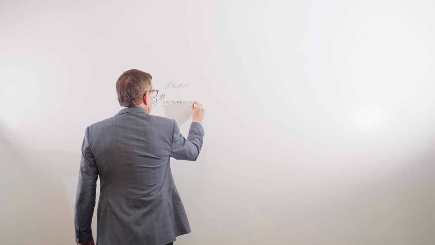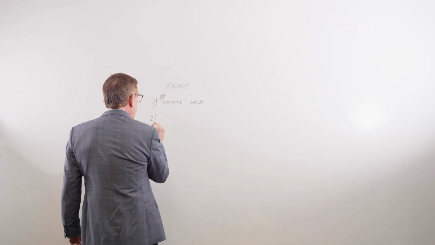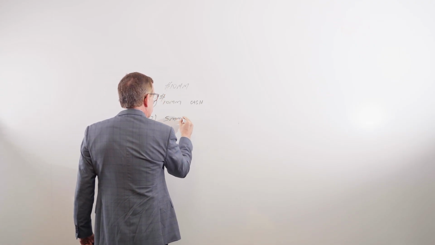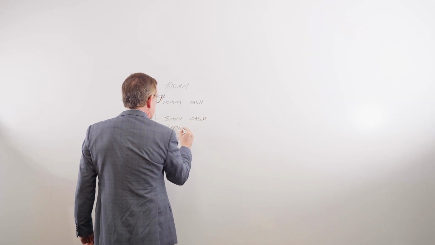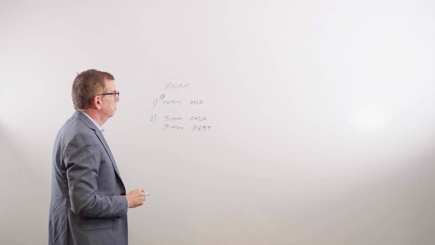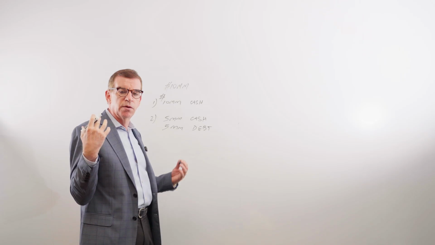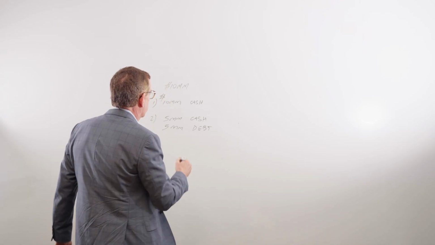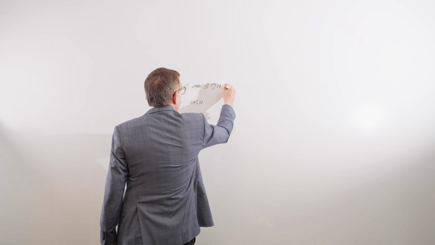Way number one is 10 million of cash. That's cash. And the second way is 5 million of cash and 5 million of debt. So 50% leverage. Let's make an assumption that in 5 years, that $10 million piece of property is worth $12 million. So that's 12 million in year 5.